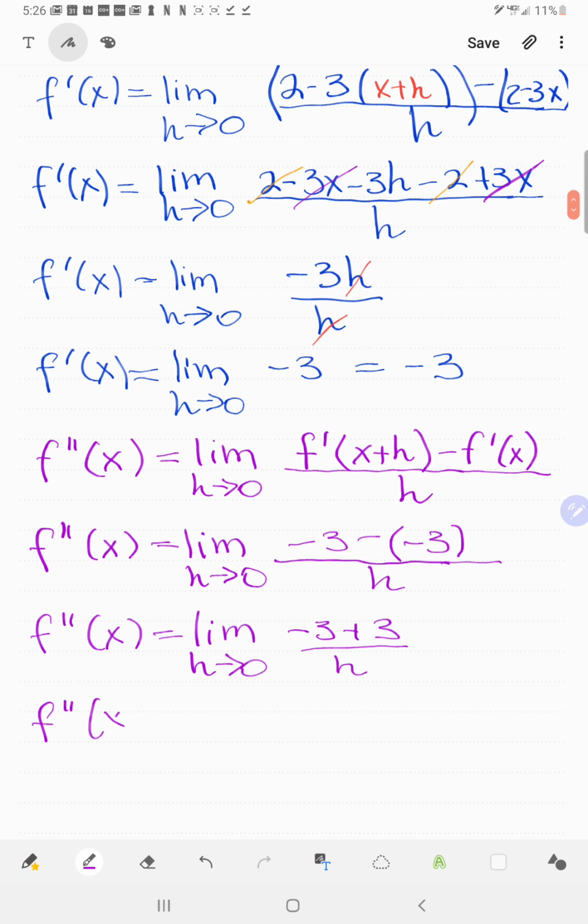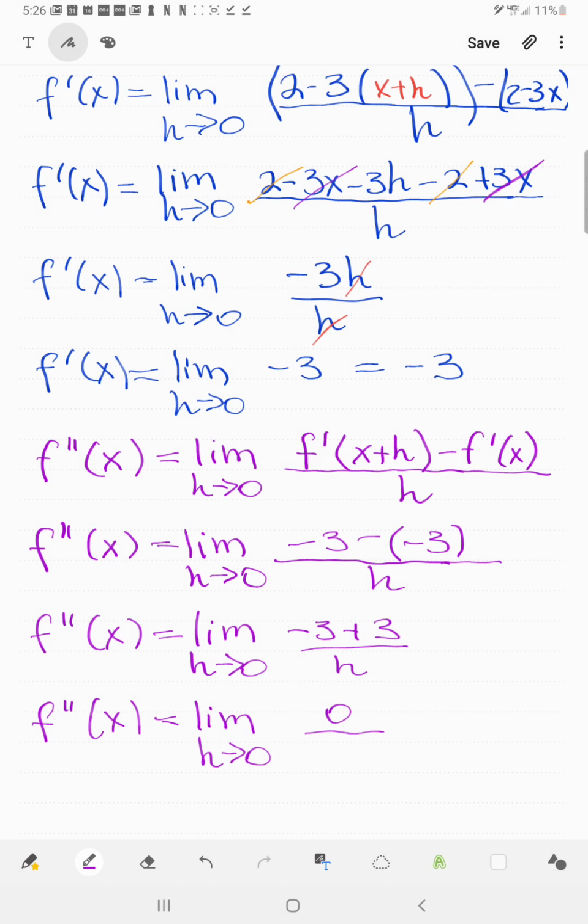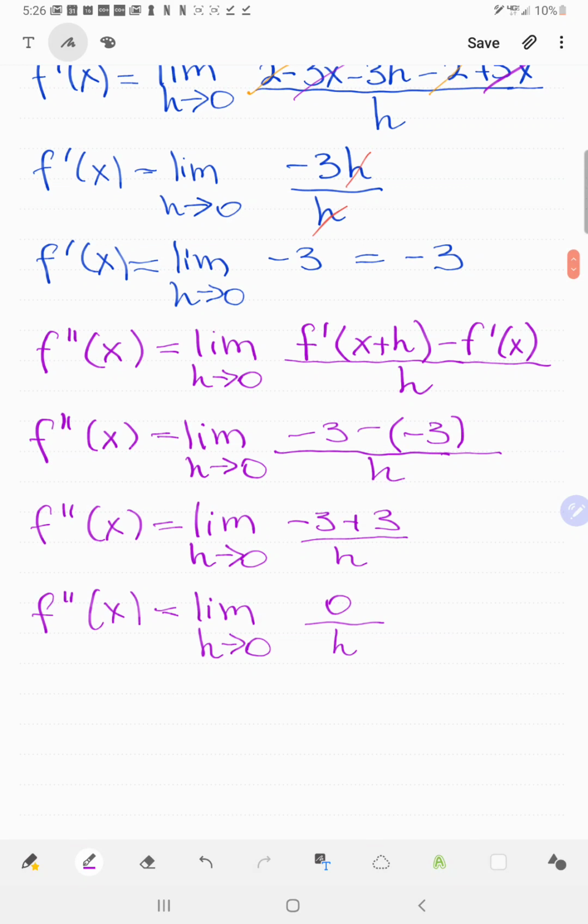f double prime of x is the limit as h approaches 0 of 0 divided by h. And we know that 0 divided by any number is 0. And again, h is not 0. We are not plugging in h yet, but we know that h is close to 0 but not actually equal.